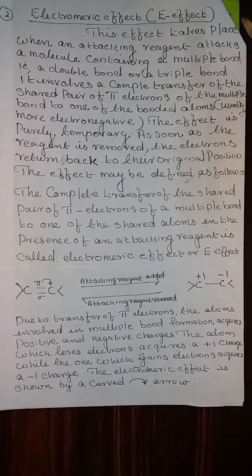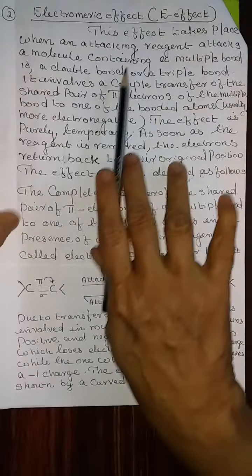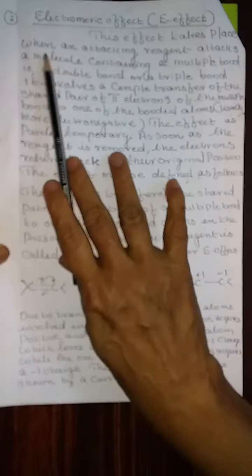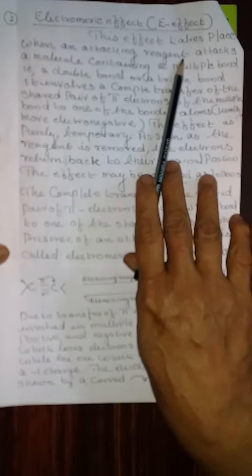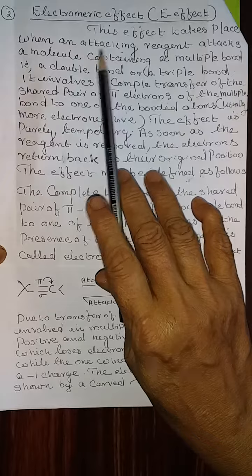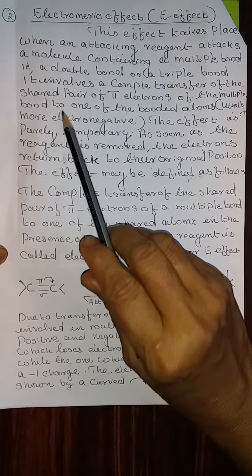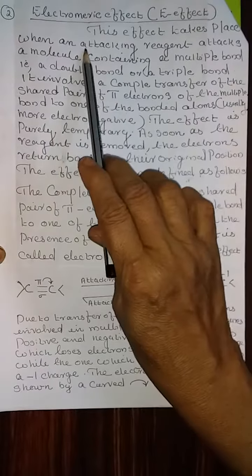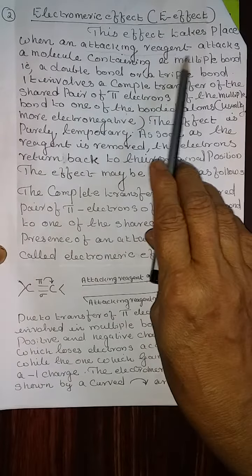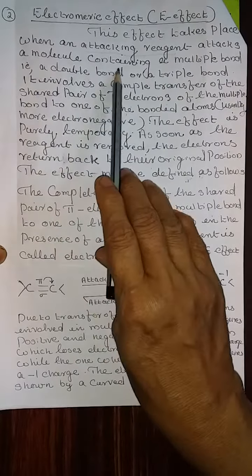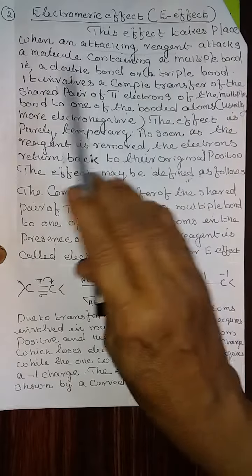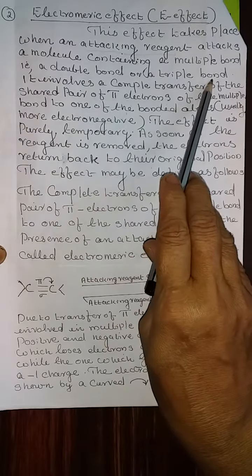Electromeric effect, or E effect. This effect takes place when an attacking reagent is added to a molecule containing a multiple bond, whether it is a double bond or a triple bond. That is called an attacking reagent. The attacking reagent attacks a molecule containing a multiple bond, that is, a double bond or a triple bond.